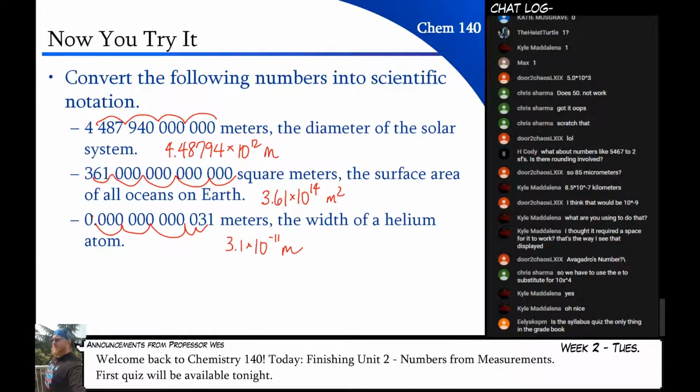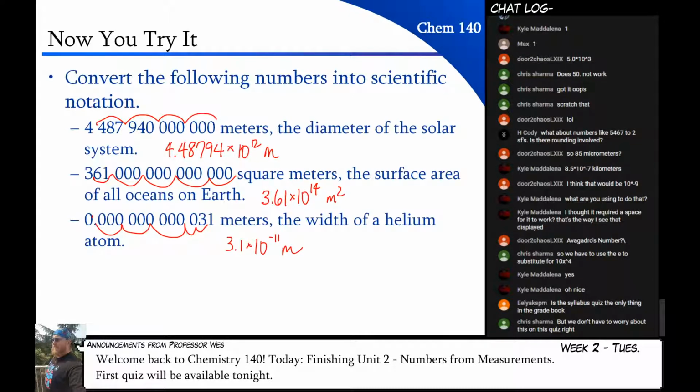Currently, the syllabus quiz is the only thing in the gradebook. You do get to keep that point. It's 1 extra credit point. And you do not need to worry about exponential notation on the quiz, because I'm just going to ask you questions like you've seen today. It's all going to be, in fact, this slide right here.